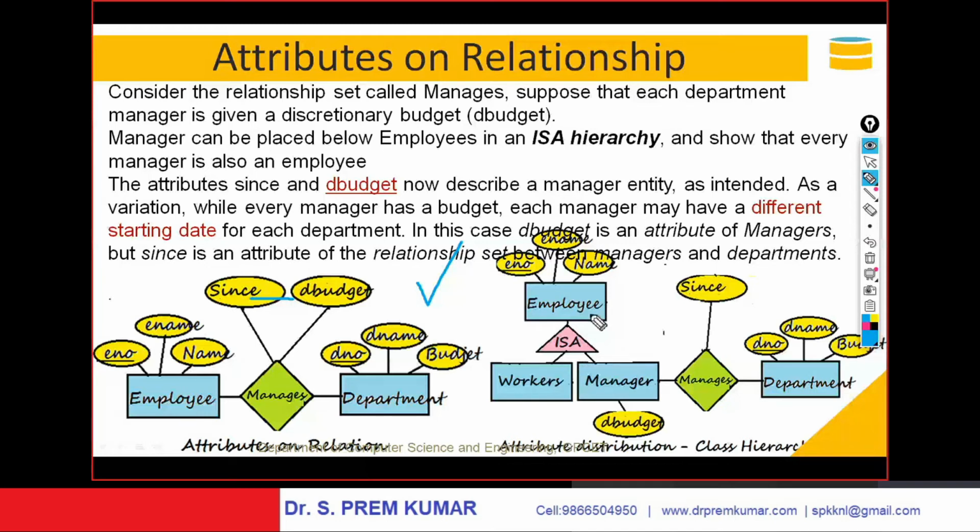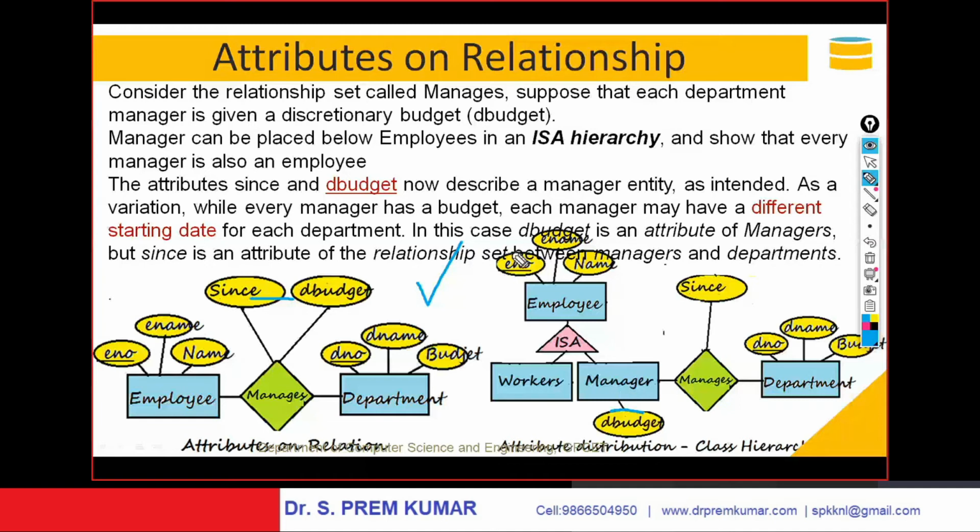All employees are not given the discretionary budget. The amount is not given into the hands of all employees. The budget is given only to managers. The budget amount is handed over only to the managers. And hence, the budget is an attribute which I am taking only for the managers. In employees, there are workers and managers, and budget is given only to managers. The discretionary budget is an attribute of manager.